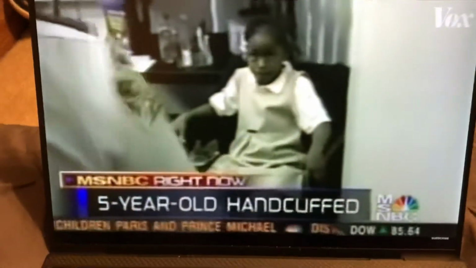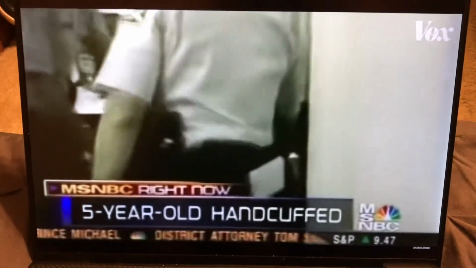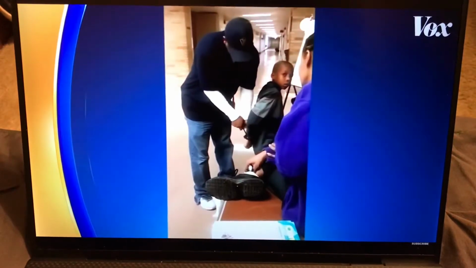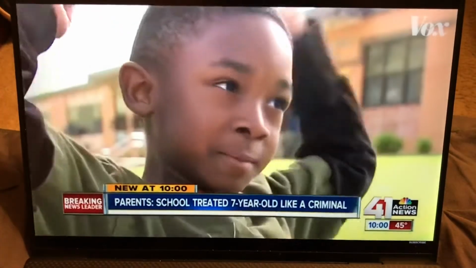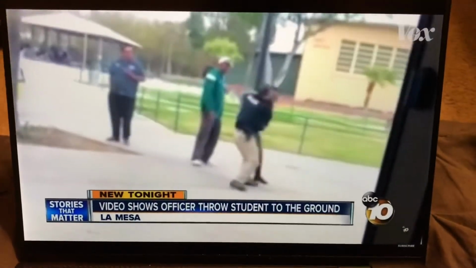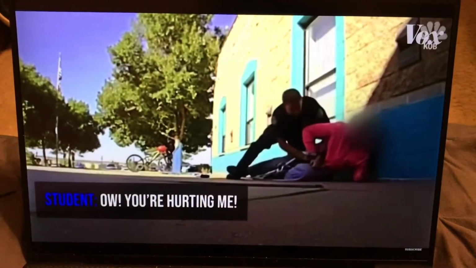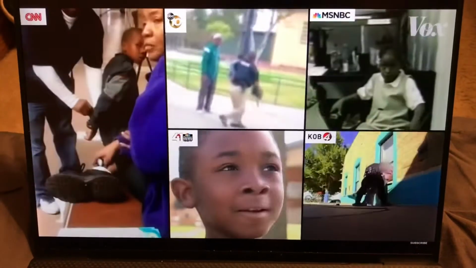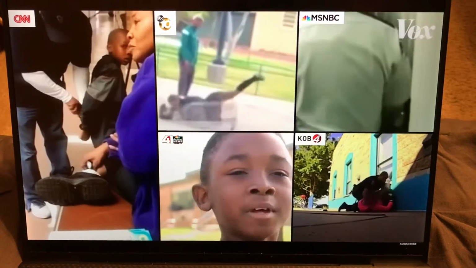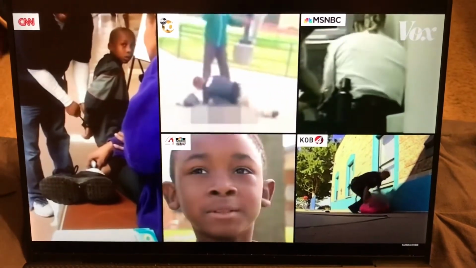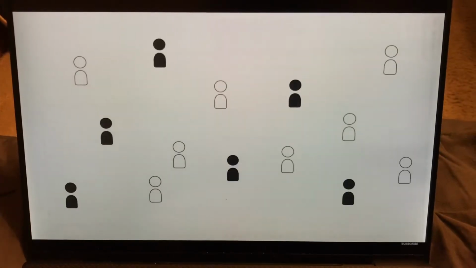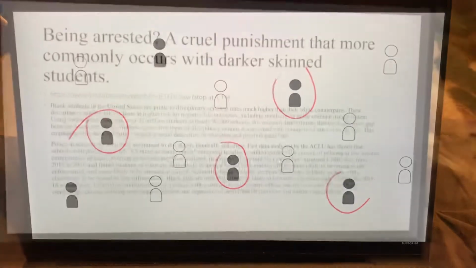A 5-year-old girl being handcuffed by police in Florida. For a year, he could not sleep alone. He put handcuffs on me. Tossed to the ground by a school resource officer. What you're seeing are the effects of a larger problem in American schools. The U.S. doesn't treat all students equally.